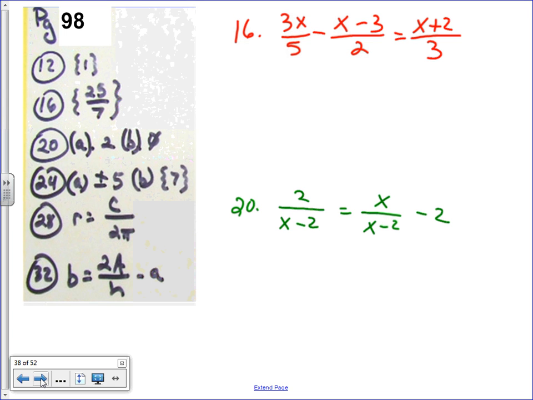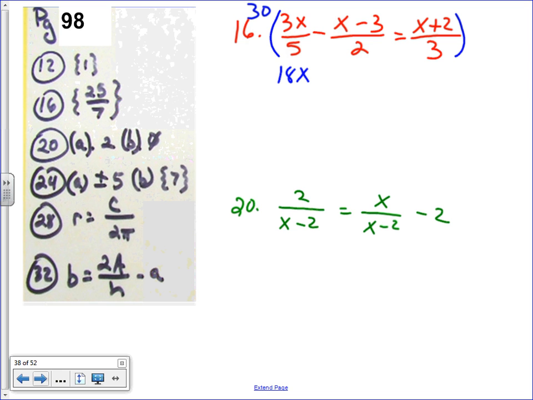So here we go. In problem 16, seeing we have fractions, this is an equation that contains fractions, I'd rather get rid of the fractions. So that means I want to multiply through by the common denominator. Well, those denominators are 5, 2, and 3, so the common denominator would be the number 30. So I'm going to multiply through the whole thing by 30. In the first term, 5 cancels into 30, leaves 6. 6 times 3x is 18x.